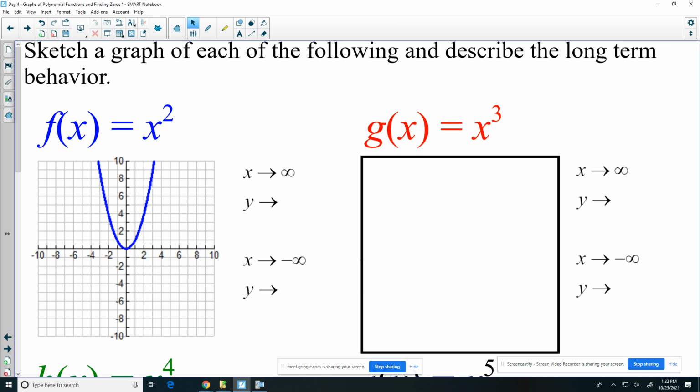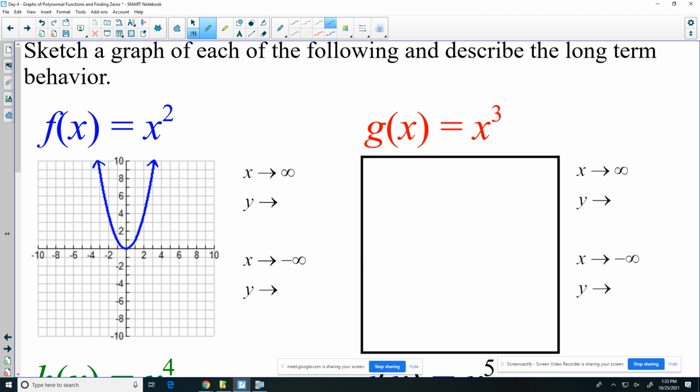Unfortunately, you don't get to just hit a button and see it. You have to actually do a quick sketch. Just do a very quick sketch right on your paper. Make sure you have arrows at the top because this graph does in fact go on forever in both directions. And that is extremely important as well.